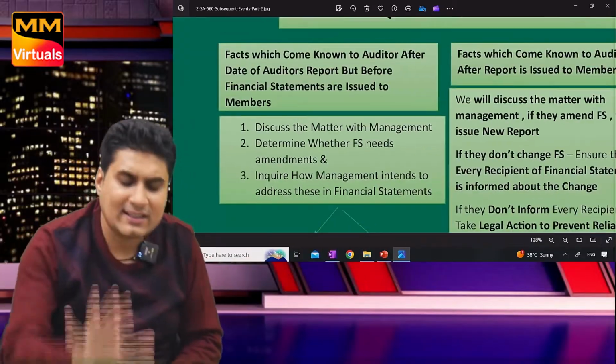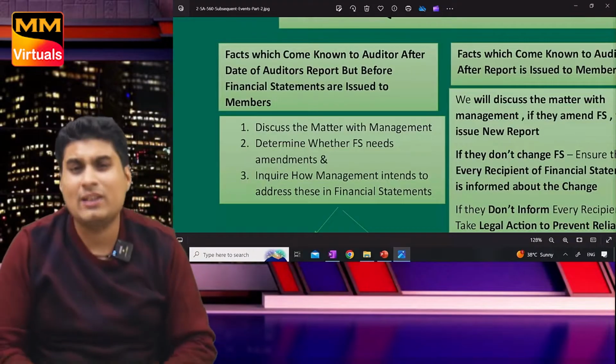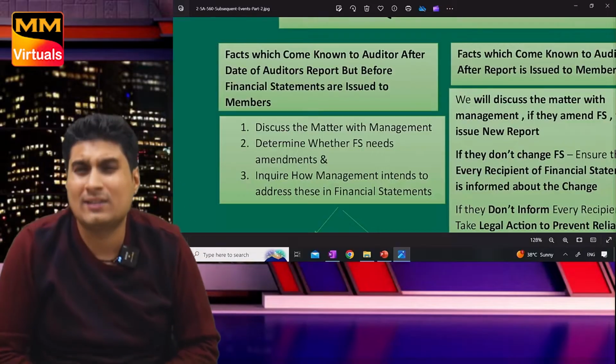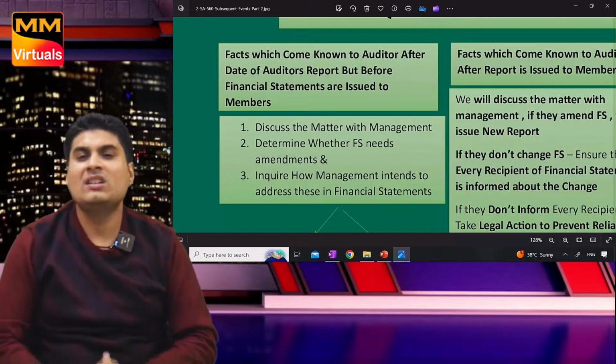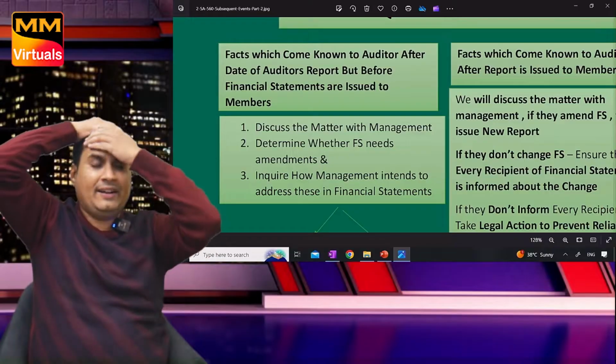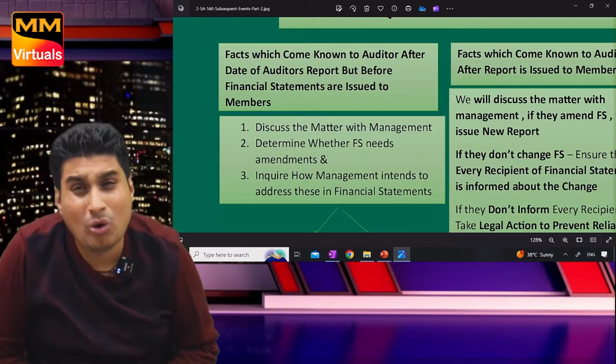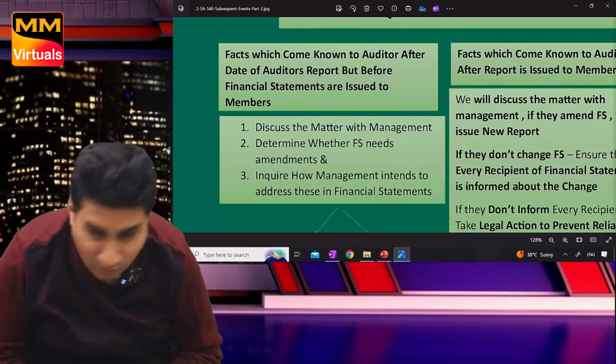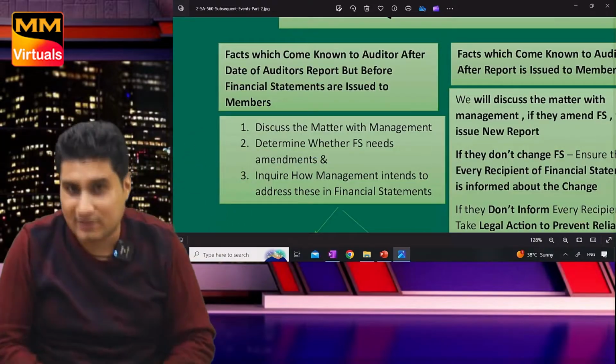Start with facts which come known to the auditor after the date of the auditor's report but before the report is circulated to members. Let's take an example. You are doing the audit of Patanjali, Baba Ramdev's Patanjali. Suddenly you come to know something, but the audit report is already signed. You are enjoying in Goa, in a 5-star hotel.